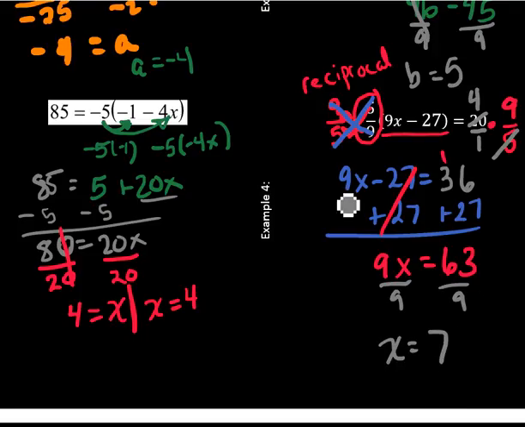Same answer, different work. Okay, but this only works if this is the only thing on this side. If there was a plus 5 or something like that, then I would need to distribute. All right.